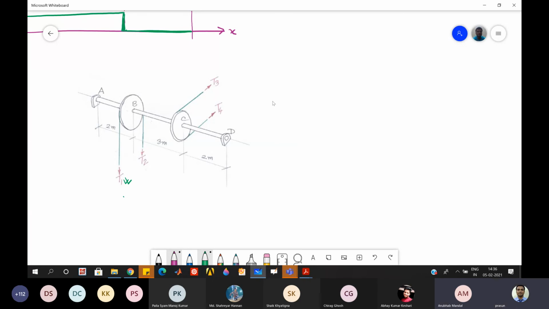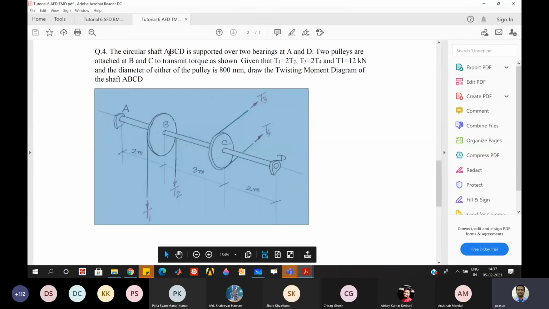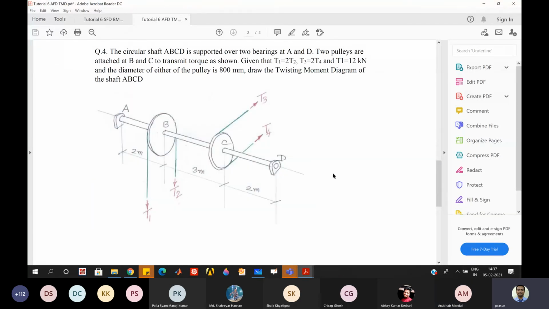Yeah, that's correct. So you have to first find the applied torques. For finding applied torques, we have to use the given information. If you read the statement, you will see that the circular shaft ABCD is supported over two bearings at A and D. Bearings mean they allow rotation about the shaft axis. So that means the resistant torque at A and D will be 0, no twisting moment at A and D.